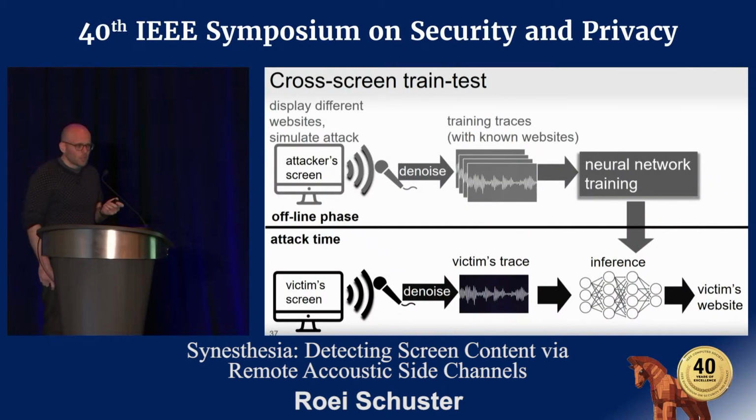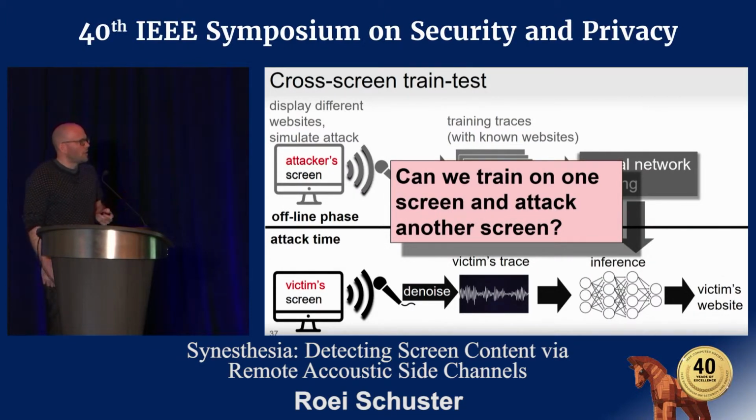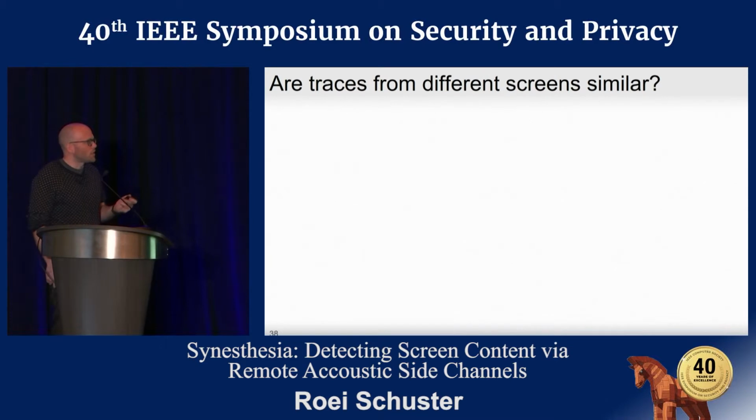The last thing I want to talk about pretty briefly is the fact that the attacker plausibly doesn't have physical access to the victim screen. So this is a problem in many side-channel attacks. So can the attacker train on their own screen at their leisure and then attack the victim screen at attack time? And for this, we have to train and test on different screens.